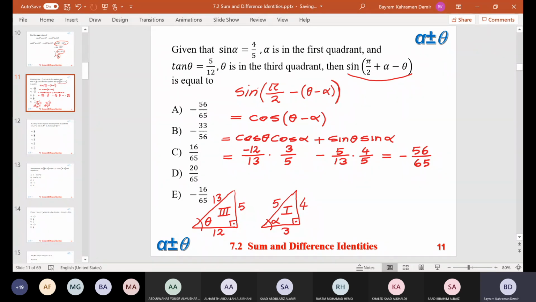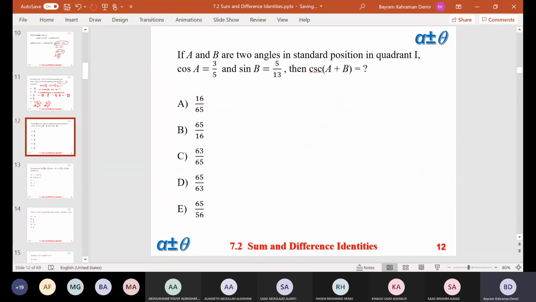Again, the first important step is this one, so that we understand it is just a cofunction. So we just calculate the cosine of theta minus alpha. All right. The next.